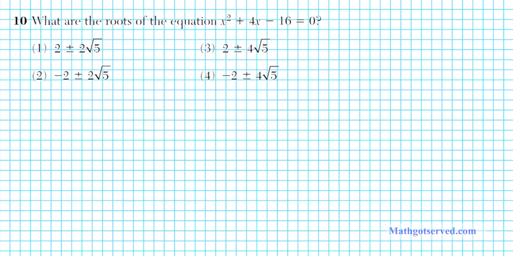All right, let's take a look at problem number 10. It says, what are the roots of the equation x squared plus 4x minus 16 equals 0? To find the roots of a quadratic equation as illustrated here, there are many ways you can go about it. You can factor, you can graph, you can complete the square, or use the quadratic formula. If you look at the options, you notice that there are radicals involved. Anytime you have radicals or imaginary numbers, then factoring will not work for you there. So you just have to use other methods.